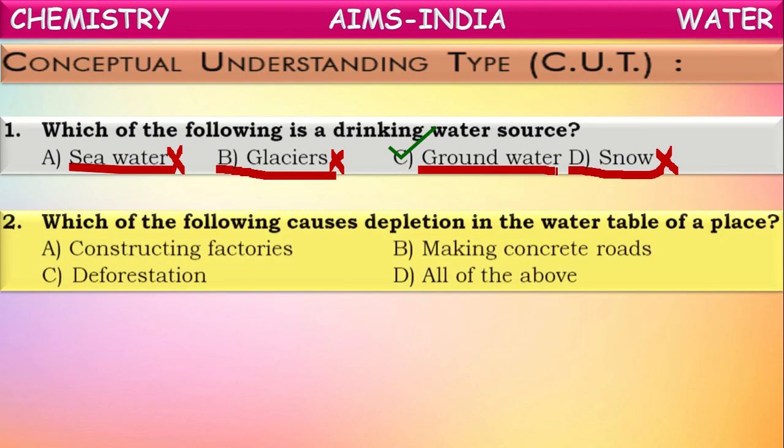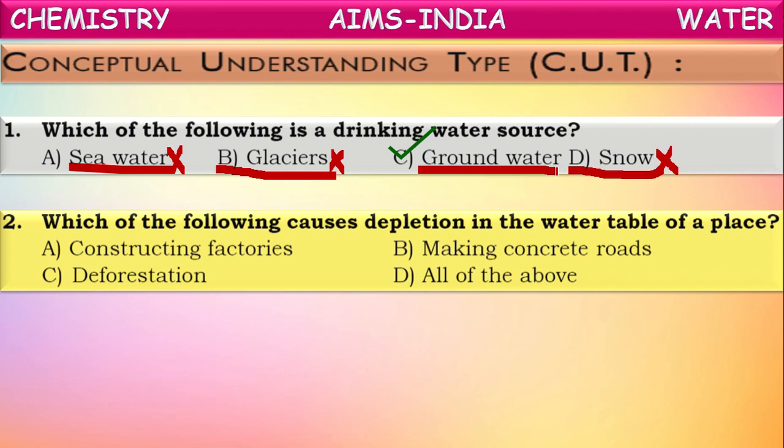Okay, next one. Which of the following causes depletion in the water table of a place? What is meant by water table? We know when it rains, water flows and reaches streams, oceans and rivers. But some of the water seeps into the soil, sinks, and reaches a rocky layer. The upper layer of the water present on the rocky layers is called the water table.